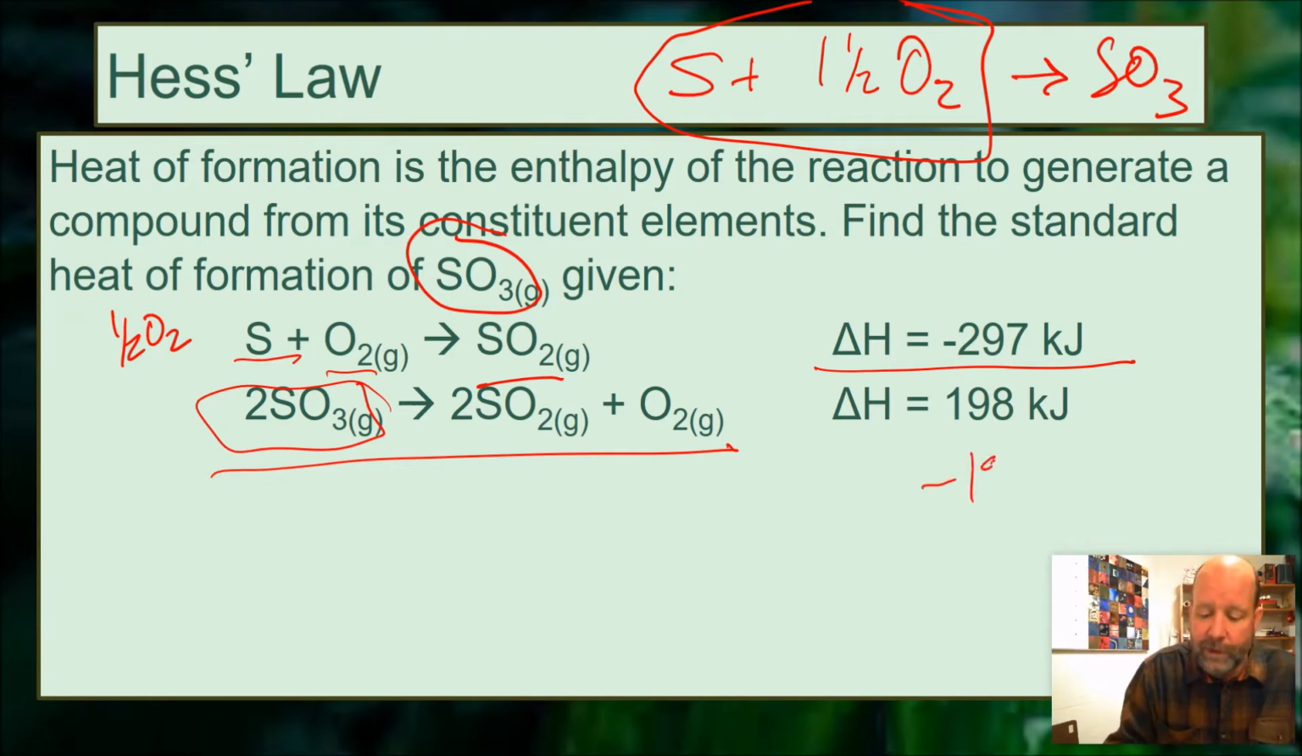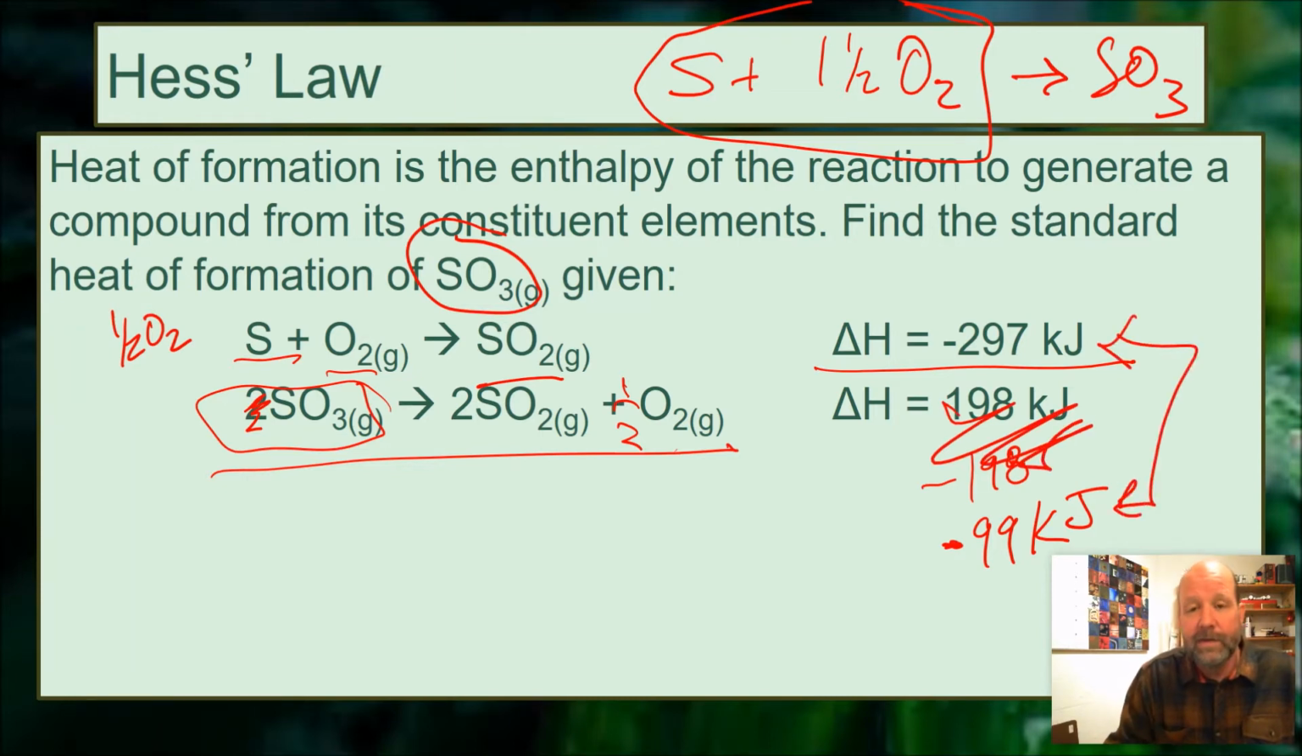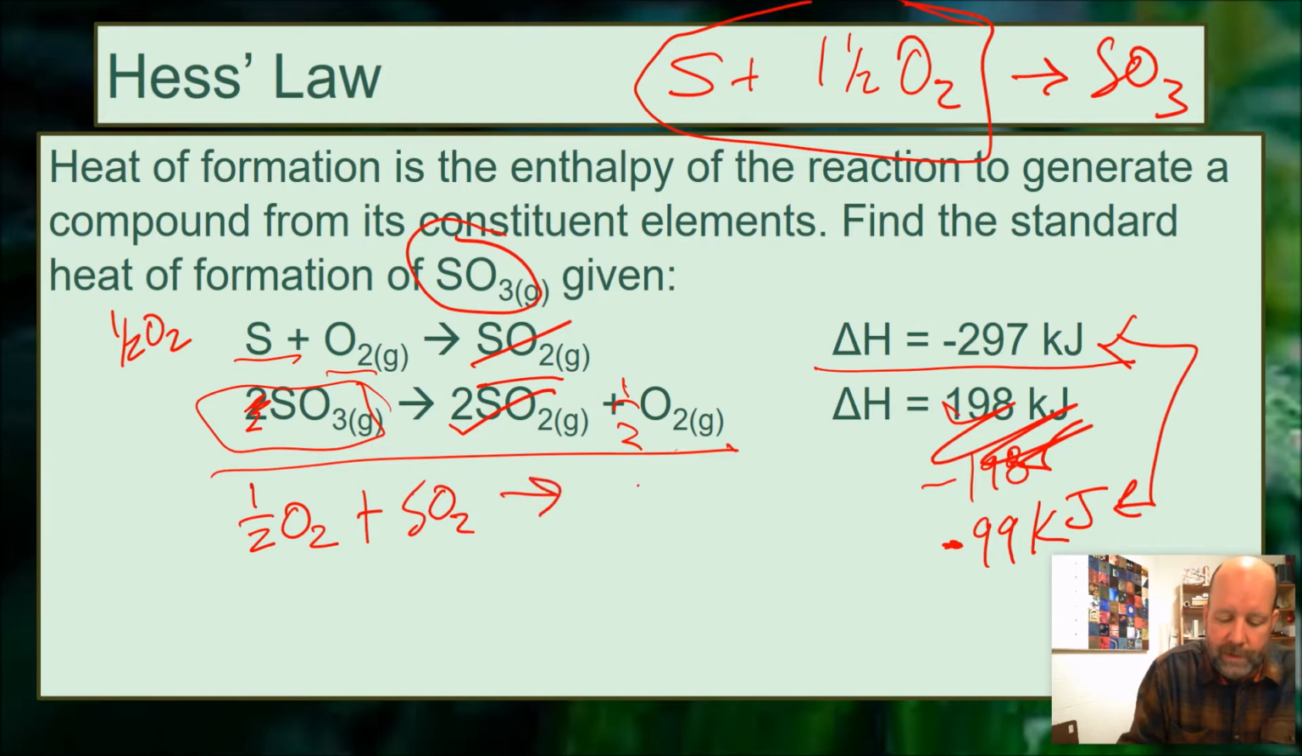So I'm going to make this negative 198. And then I'm also going to divide it by 2 because I wanted this to just be a single SO3, and I want this to be a half of an O2. And again, you may be going, what's a half of an O2? That's not the same thing as an O, first of all. And second of all, it's moles, right? So half a mole of O2. So since I'm going to divide it by 2, I have to divide the delta H by 2, so that gets me 99 kilojoules. Negative 99 kilojoules is what I'm going to use. So I just have to add these two values together, and that gives me the standard heat of formation. So this is going to end up looking like 1/2 O2 plus SO2 yields SO3. So the SO2 is going to cancel.